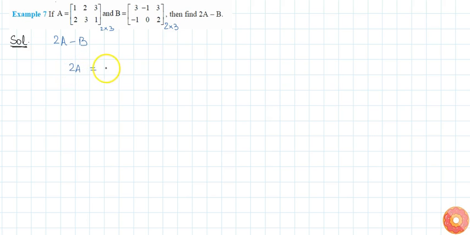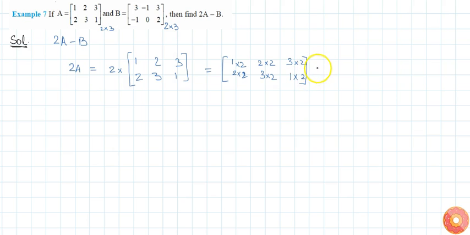2 is a scalar, so when you do 2A, what you have to do is multiplication of 2 with the entire matrix 1, 2, 3, 2, 3, 1 is same as multiplying the scalar with each and every element of the matrix. I'll write it down. 1 into 2, 2 into 2, 3 into 2, 2 into 2, 3 into 2 and 1 into 2. Be careful, this is only for multiplying with a scalar. 2, 4, 4, 6, 6, 2.